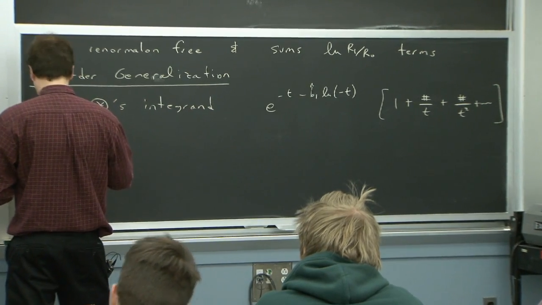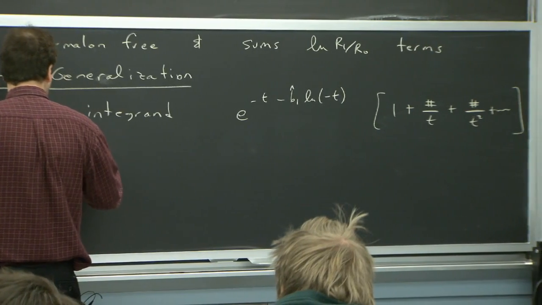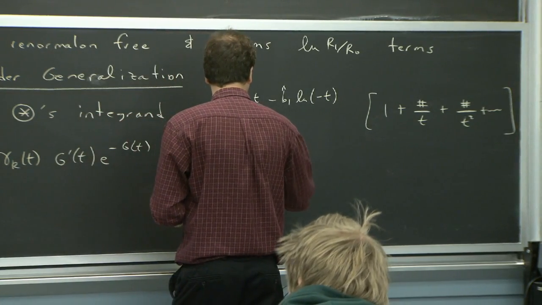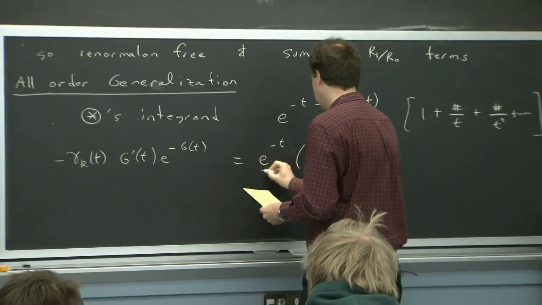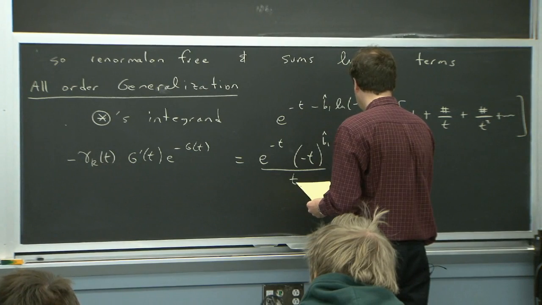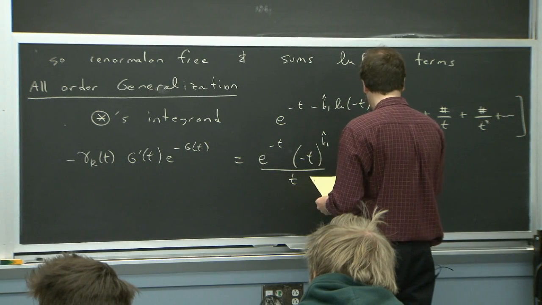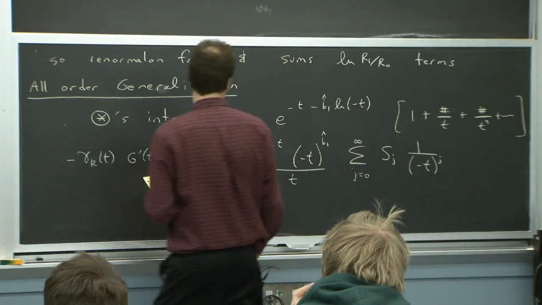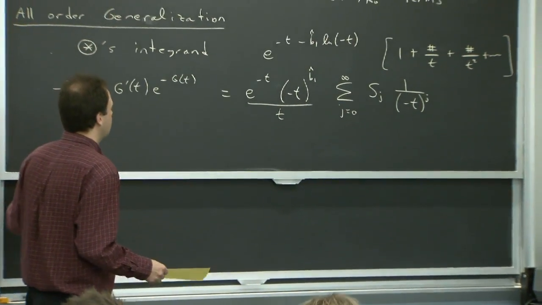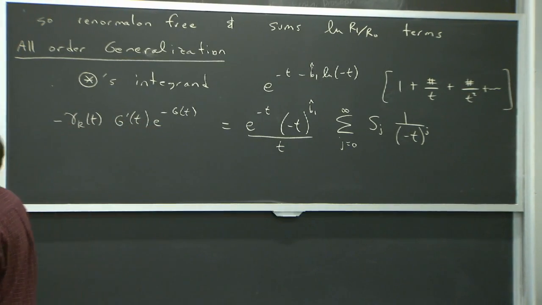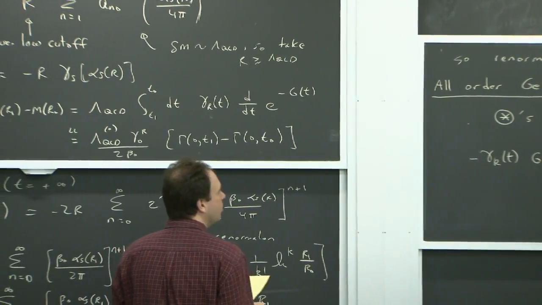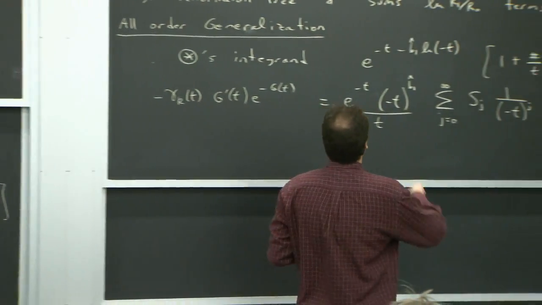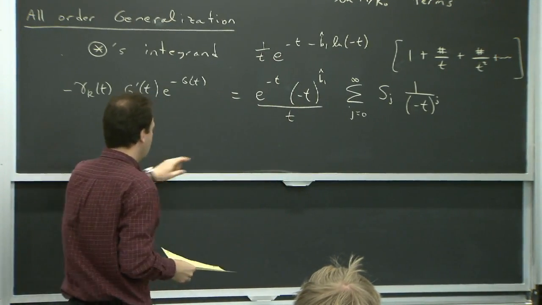So, writing the integrand out, we can just establish some notation for that infinite series of 1 over t's, and we'll just call the coefficients sj. There's a 1 over t, so this gamma bar starts as a 1 over t. So really I should have said that there's a 1 over t here. That's where this 1 over t came from.